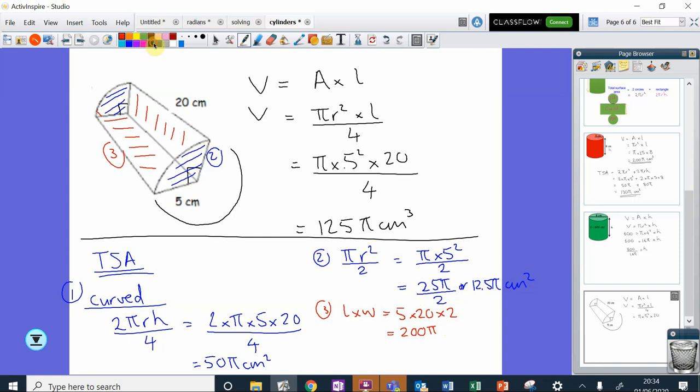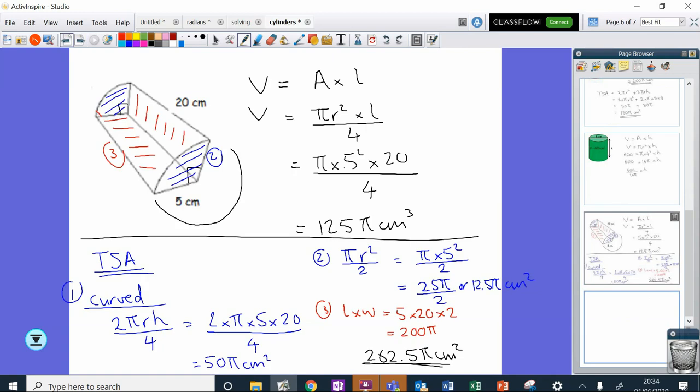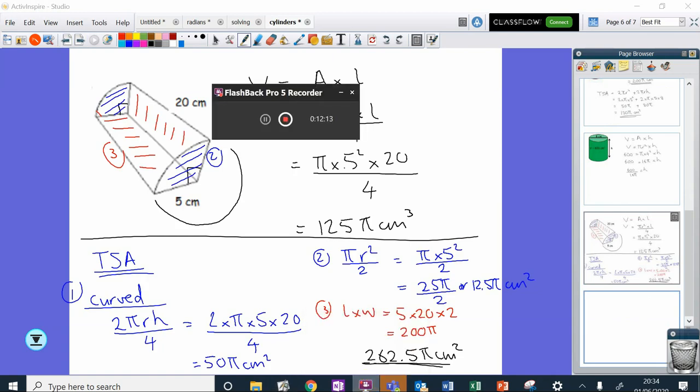So what do we actually have? We have 50, 12.5, 200, which is 262.5 pi centimeters squared. So you can see it gets much harder if we start chopping it up, but they're pretty simple formulas, you just have to take your time and work them out. Okay, hopefully that's made perfect sense. Best of luck everyone, and enjoy it.